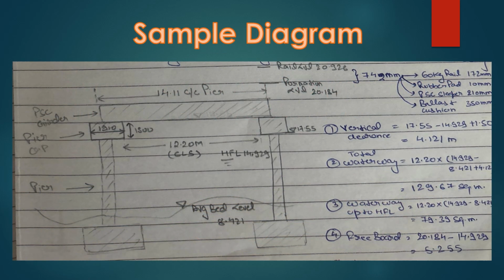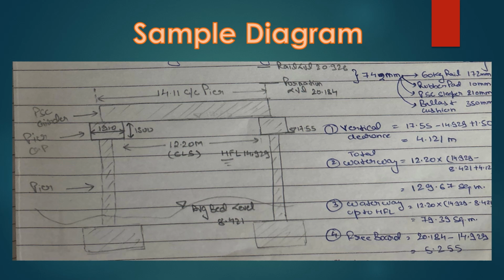So I have done a simple diagram. This is the foundation, this is the pier, this is the pier cap, and this is the girder resting over it. The pier cap has a width of 1910 and a depth of 1500, and the clear span of this arrangement is 12.20 meter. The highest flood level, average bed level, pier cap bottom level, and formation level are also mentioned in the diagram. So let us discuss this.